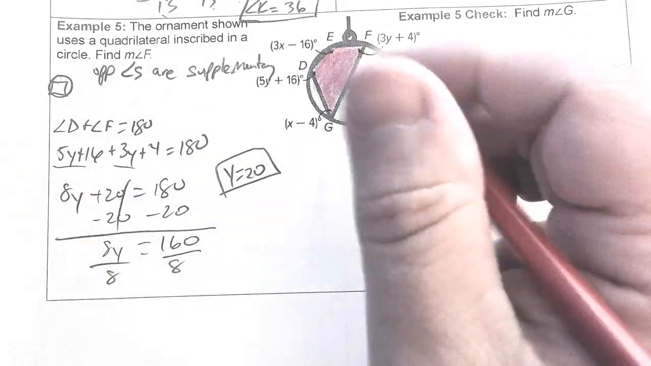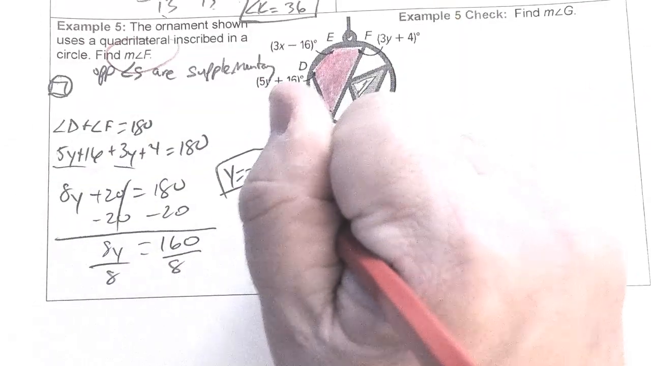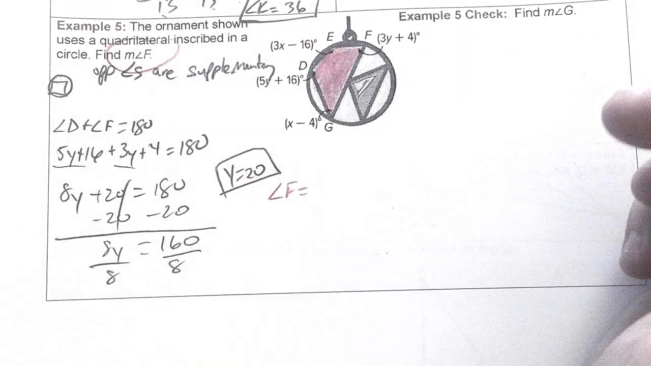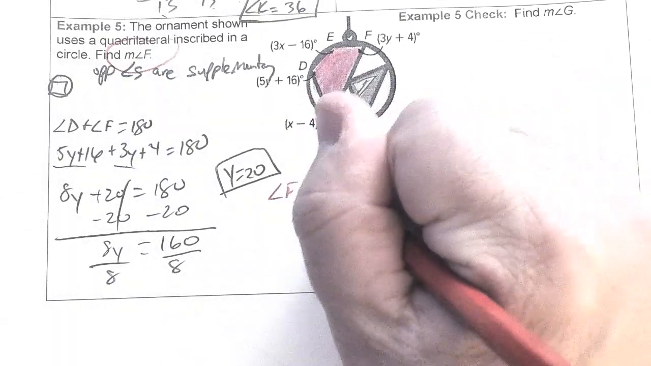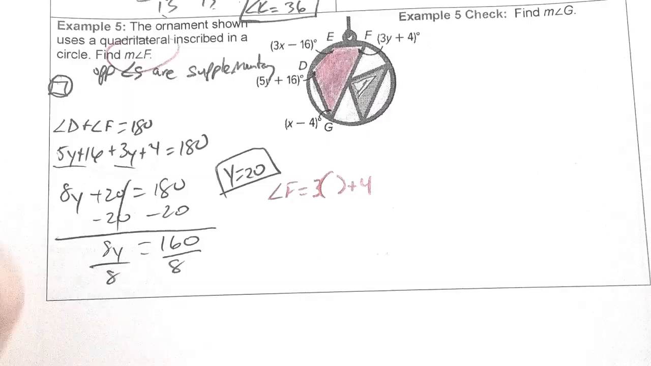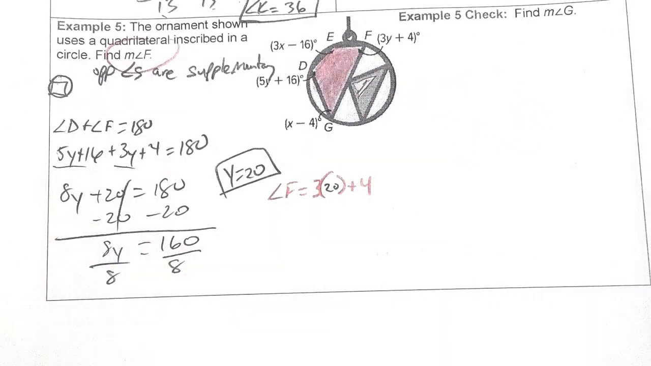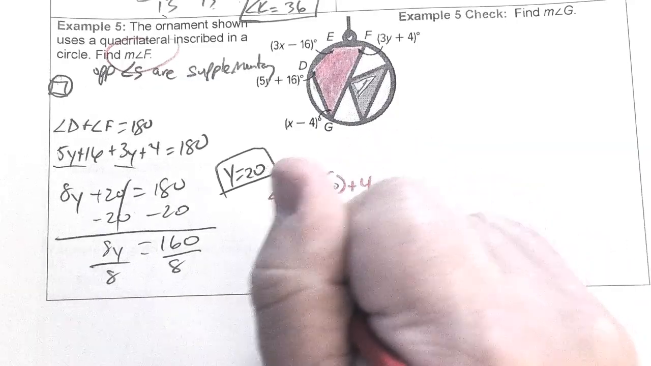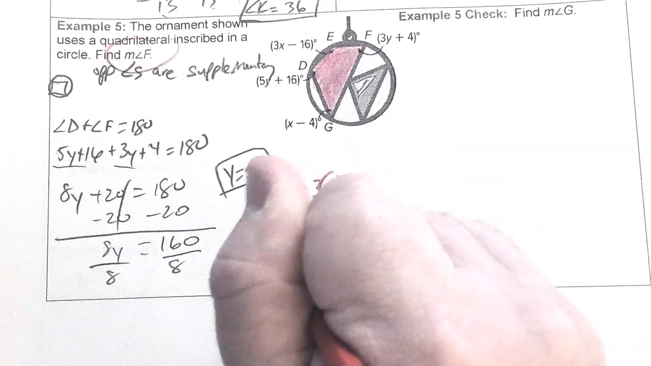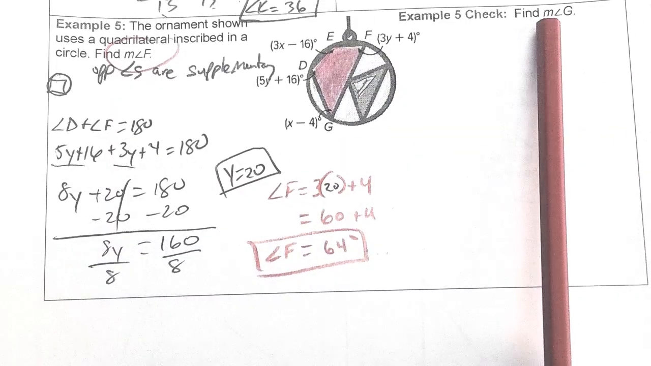Now, they want angle F. Angle F equals 3 times y plus 4. So y was 20. 3 times 20 is 60, plus 4. 60 plus 4 is 64. So angle F is 64 degrees. That leaves you finding G.